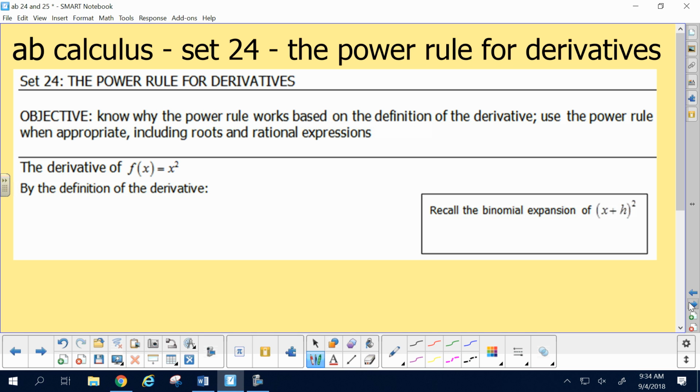If I wanted the derivative of x squared by the definition of the derivative, then I might say something like the limit as h goes to 0 of f of x plus h minus f of x over h. That's the first definition of the derivative.